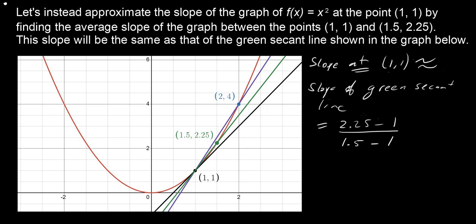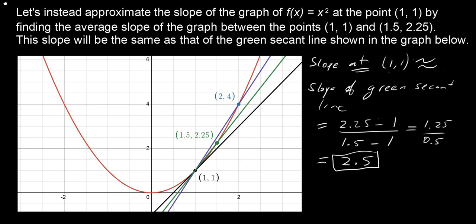So anyway, this fraction is the slope of my green secant line. Let's see, that gives me 1.25, and that's over 0.5. And when you do the division on that, you get 2.5. So the slope of my green secant line is 2.5, and I'm saying that that is roughly the slope of the graph of x squared at 1, 1. Again, it's not exact, but I know it's better than the blue secant line is, so I'm using that as my new estimate. Right? So it seems that that tack is working.